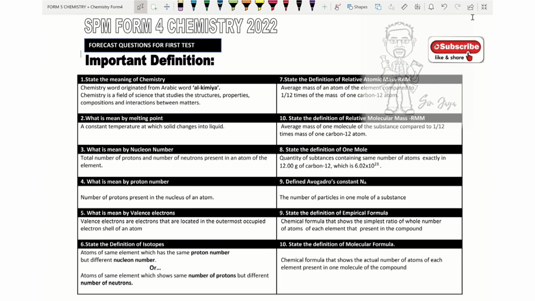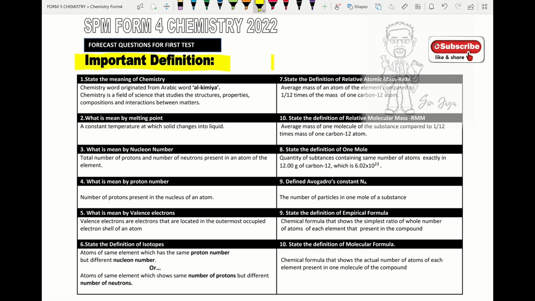Channel. So in this slot, we're going to discuss important forecast questions starting from chapter 1, form 4 until chapter 3, the mole concept and the chemical formula and chemical equation. Right, let me start with the important definition that students must remember. The first important definition that students must remember is: state the meaning of chemistry.